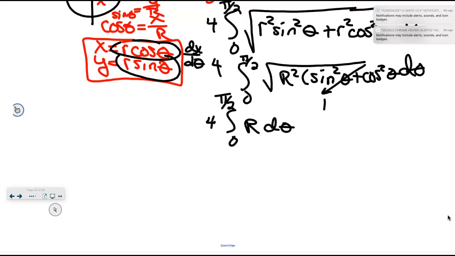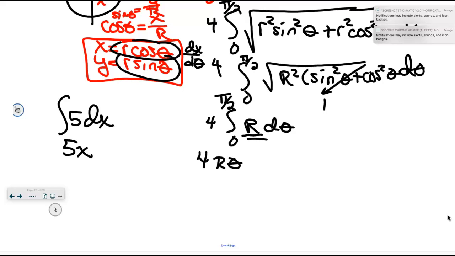It's kind of like if the radius was 5 and it was dx, you would say the antiderivative is 5x, correct? So on this guy, what's r's antiderivative when it's a constant? R theta. Yeah, and theta is your variable of change, and we're going from 0 to pi over 2.